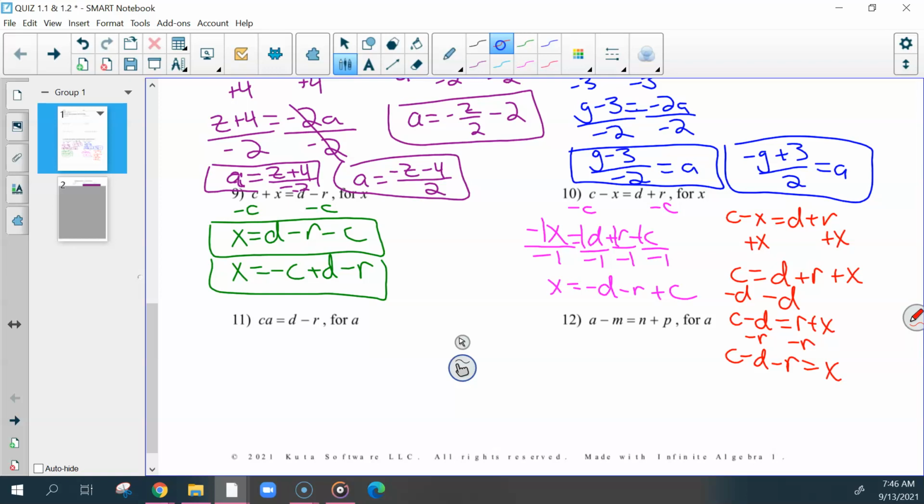Even though these are in different orders, I see that the signs are still the same. So D is positive, D is negative, R is negative. Either way, you could have done that. Do you have any questions on that one?